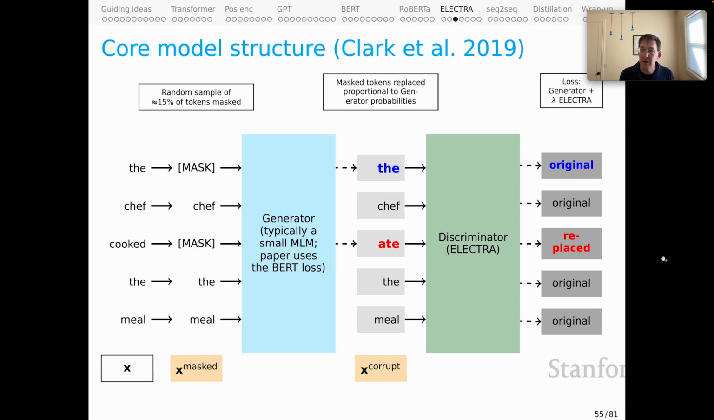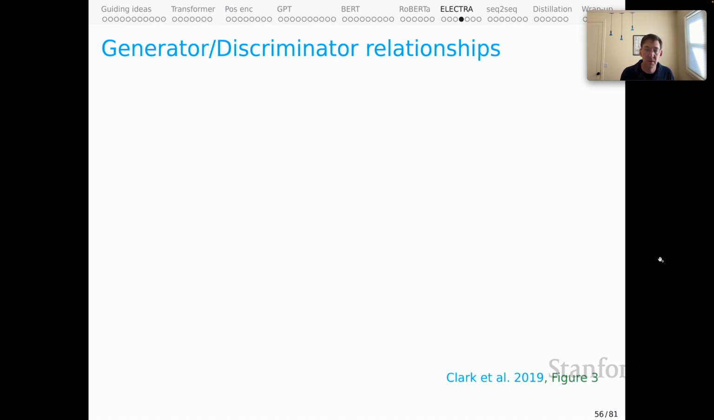So we train this model jointly, with the generator and a weighted version of the discriminator, or Electra, objective. And then essentially we can allow the generator to drop away and focus on the discriminator as the primary pre-trained artifact from this process. One thing that I really love about the Electra paper is that it includes very rich studies of how best to set up the Electra model itself.